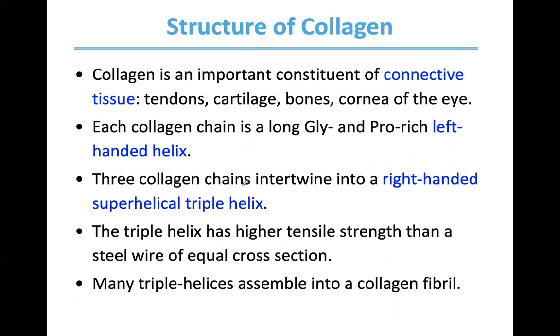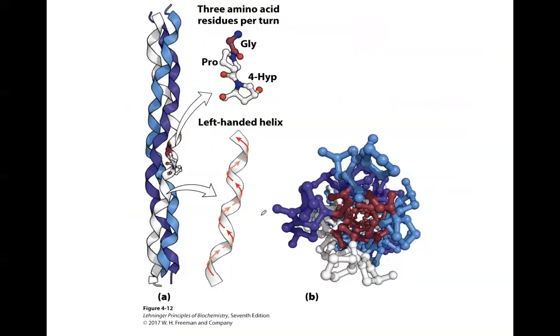And 3 collagen chains intertwine into a right-handed superhelical triple helix. So let's see what that looks like. It's right here. So you can see now we have a left-handed helix, right? If you go in this direction of propagation, it's going to be a counterclockwise turn, counterclockwise turn. That's why it's a left-handed helix.